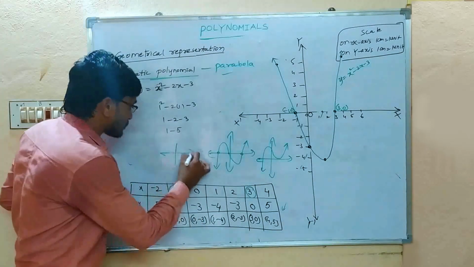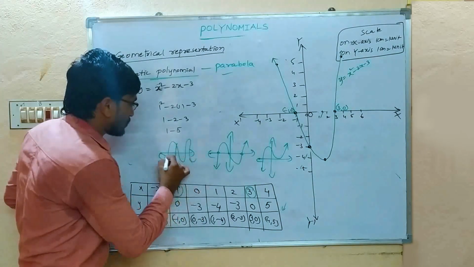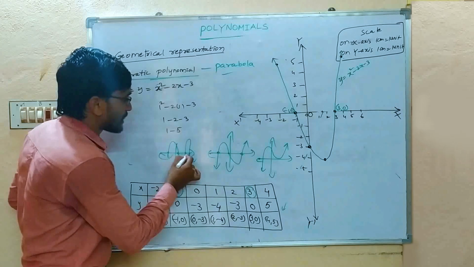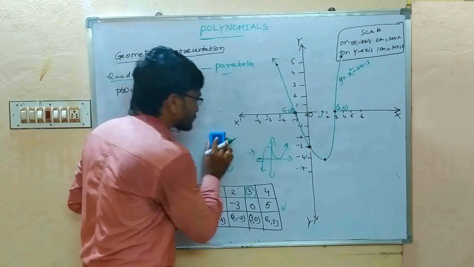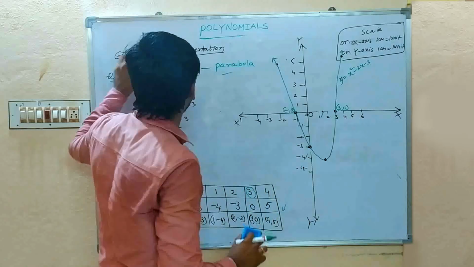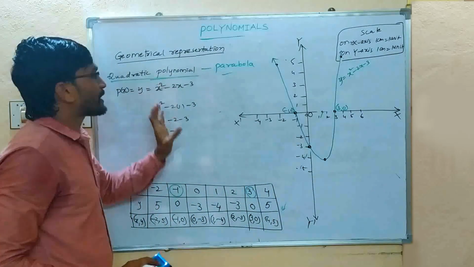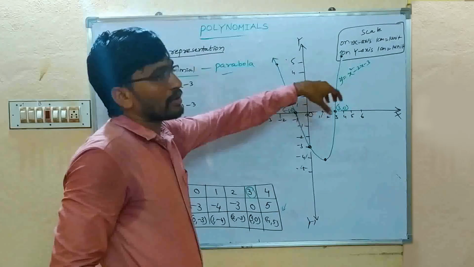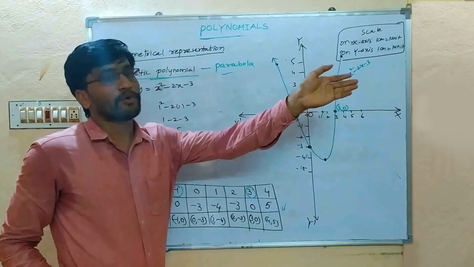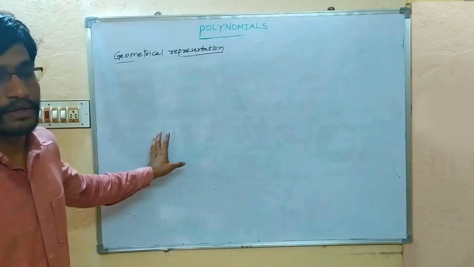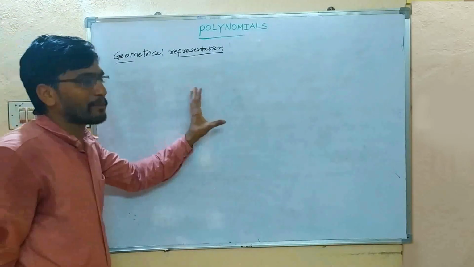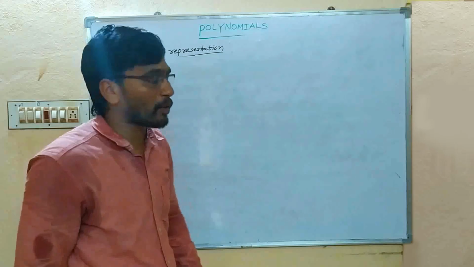Suppose we take one like this, this is the graph of a biquadratic polynomial. In this chapter on polynomials we study only the linear polynomial graph and the quadratic polynomial graph, and through the graph of a cubic polynomial we can only find the zeros of the cubic polynomial. Okay. Now let us discuss some important points related to quadratic polynomials.